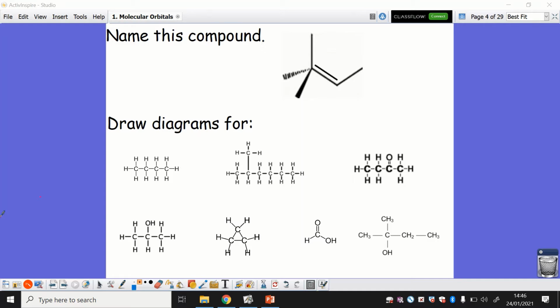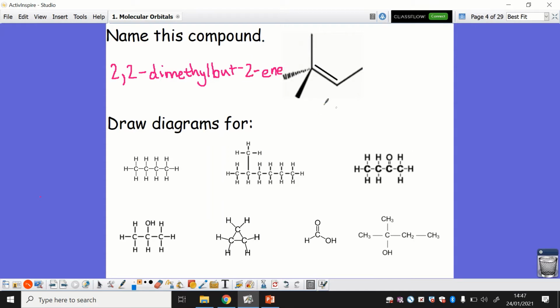Okay, so have a look at that structure at the top. It is very similar to the one on the previous page, except I've got a double bond in here between the second carbon and the third carbon. Why don't you pause the video here and have a wee think about what this would be called. So if we've managed to work that out, it would be 2,2-dimethyl butene.